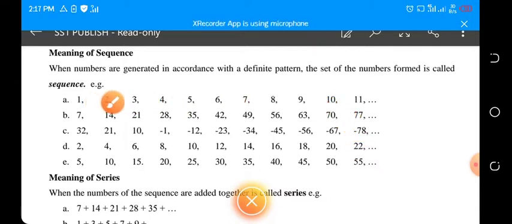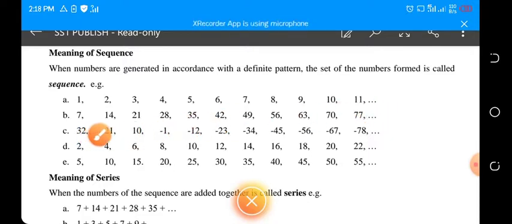If we look from 1 to 2 to 3, for example in A, we discover that they have a common difference. Between first and second is 1, second and third is 1, and therefore it's a sequence. That's why they said it's a sequence because it follows a definite pattern. If you check 7, 14, 21, 28, between first and second the difference is 7. When you check through to the last number, 77, the difference between second and third and fifth is 7. It shows that it follows a definite pattern.